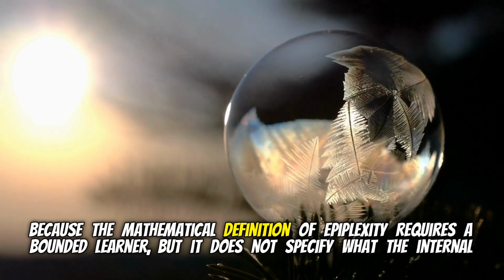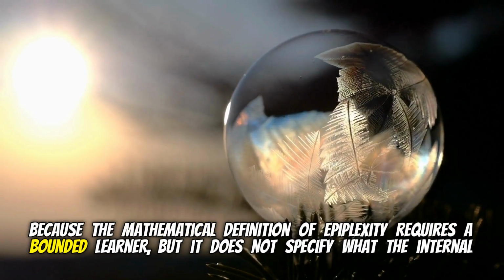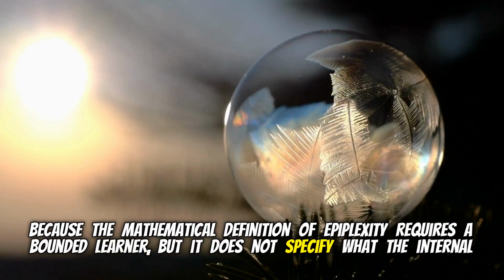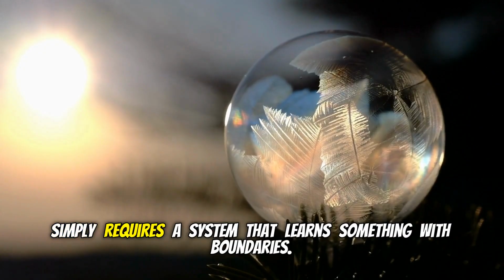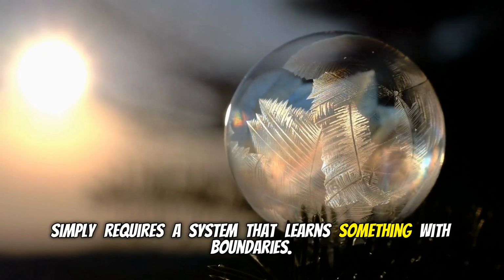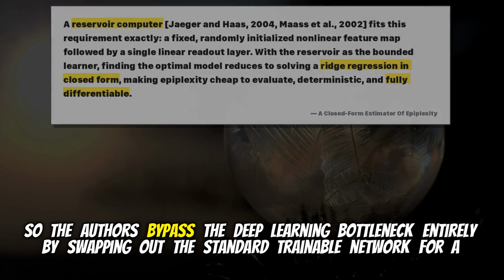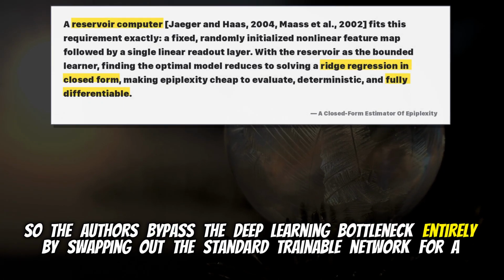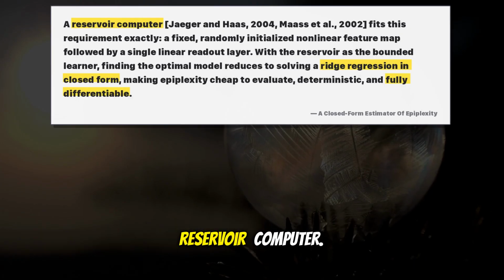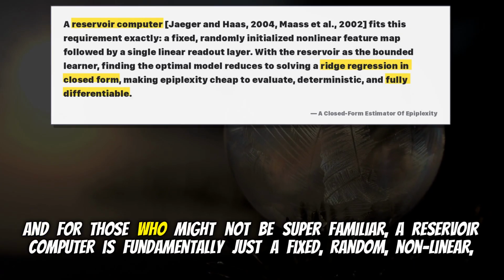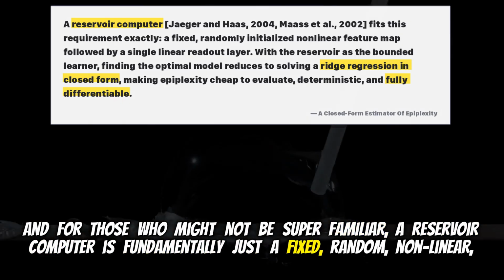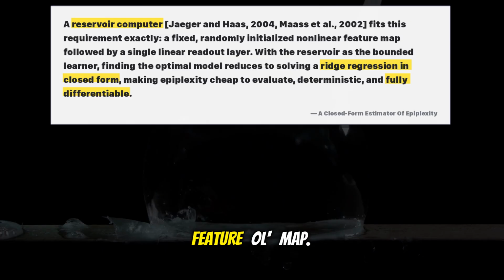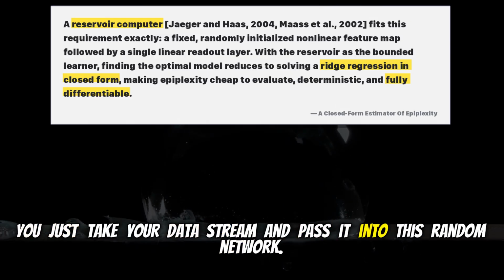Because the mathematical definition of epiplexity requires a bounded learner, but it does not specify what the internal architecture of that bounded learner has to be. Right. It simply requires a system that learns something with boundaries. So the authors bypass the deep learning bottleneck entirely by swapping out the standard trainable network for a reservoir computer. For those who might not be familiar, a reservoir computer is fundamentally just a fixed, random, nonlinear feature map. You take your data stream and pass it into this random network.